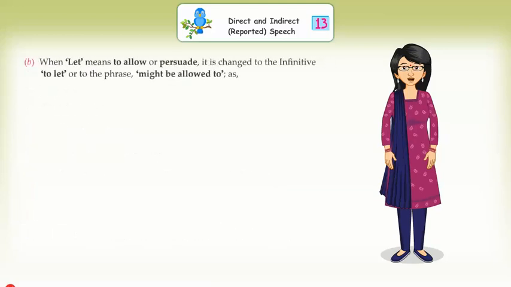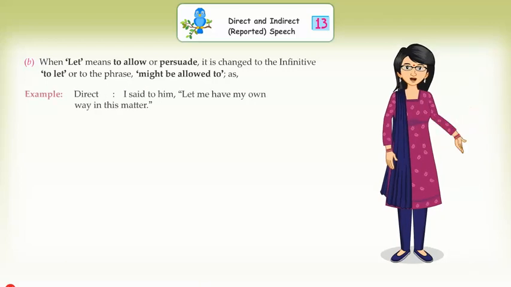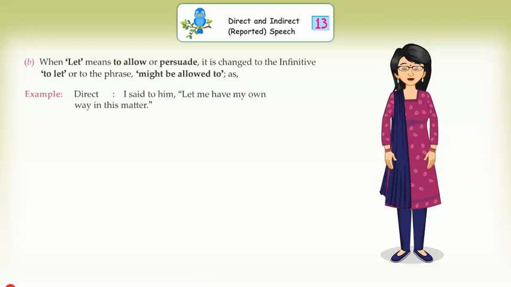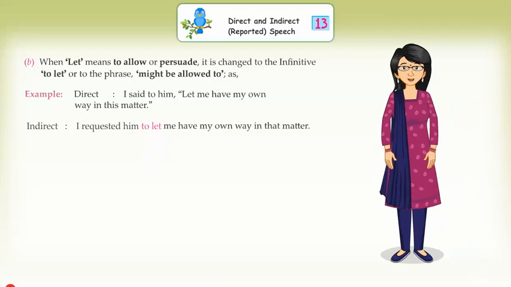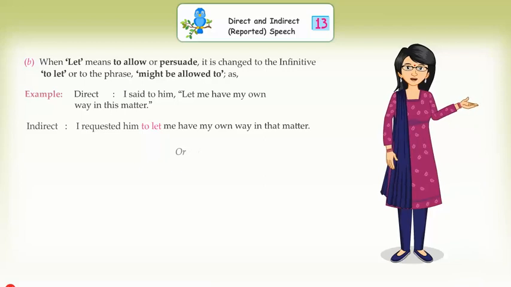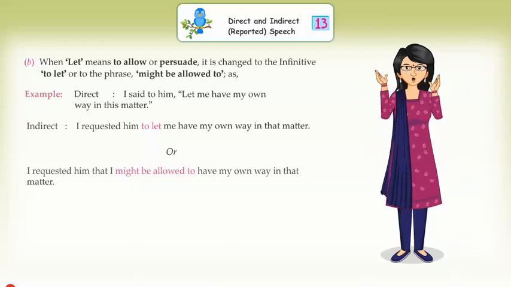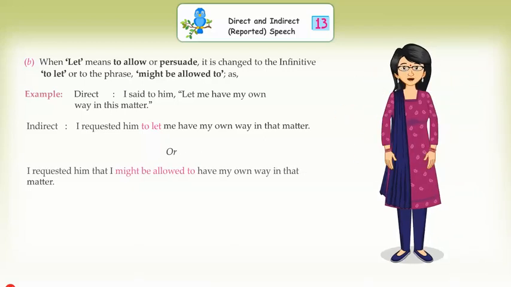B. When let means to allow or persuade, it is changed to the infinitive to let or to the phrase might be allowed to. As example, direct, I said to him, let me have my own way in this matter. Indirect, I requested him to let me have my own way in that matter. Or, I requested him that I might be allowed to have my own way in that matter.